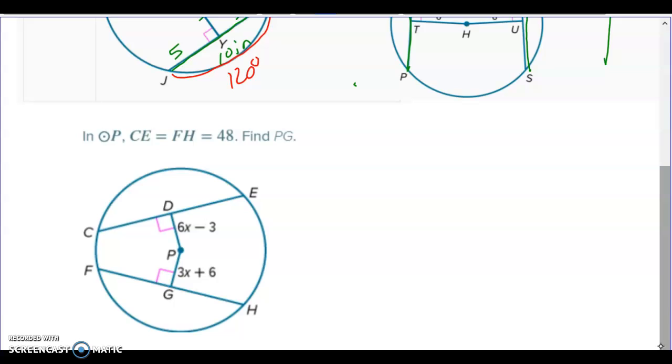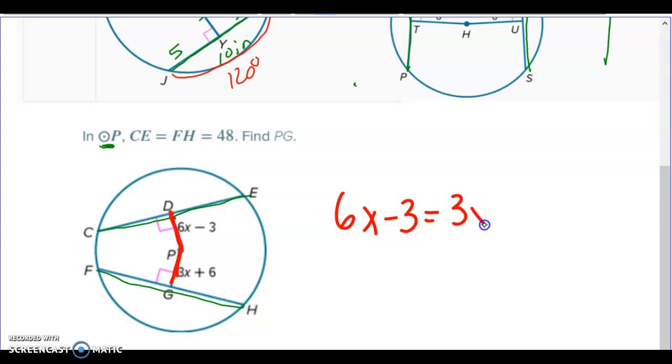On this example, it says in circle P, we know CE is equal to FH. So those chords are the same length, and therefore these little pieces here must be equal. So we would put that they are equal, and do our algebra to figure out what x is. And it says find PG. So once you figure out what x is, you plug it back in so that you can figure out how long PG is.